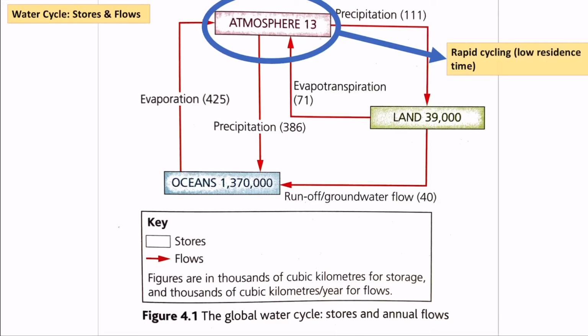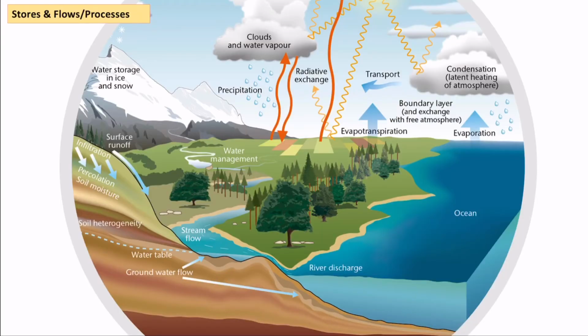So knowing the stores and the flows is really important to our overall understanding of the global system. And later on, we're going to get you to look over the definitions of what all of these terms like evapotranspiration and groundwater flow all mean. So here is slightly scaled down. We could say that this is the hydrological cycle, but these are all the stores and processes that are going on in the water cycle.